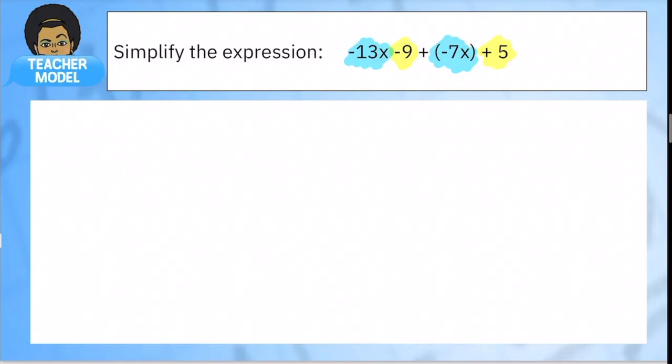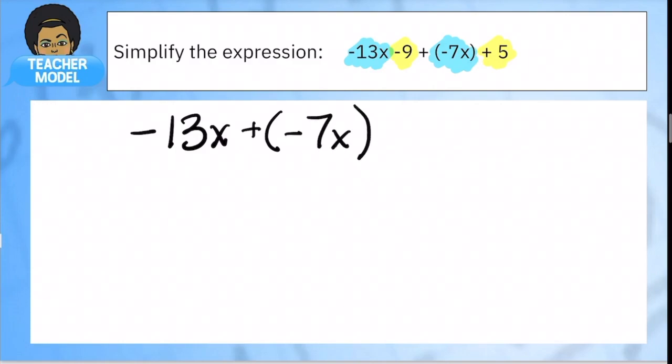So watch how I just rewrite this. Negative 13x plus negative 7x. I'm adding the signs with them, those all get carried together. And then I'm going to have minus 9 and plus 5. So things that are the same, we're putting together. Alright, so let's start by doing this adding part.